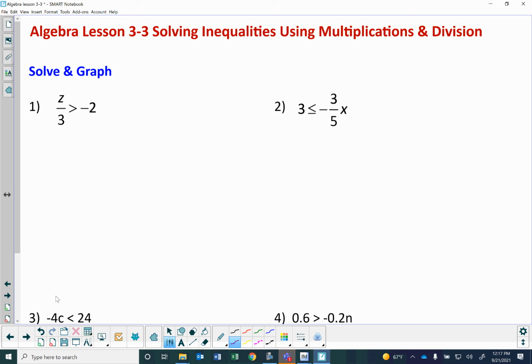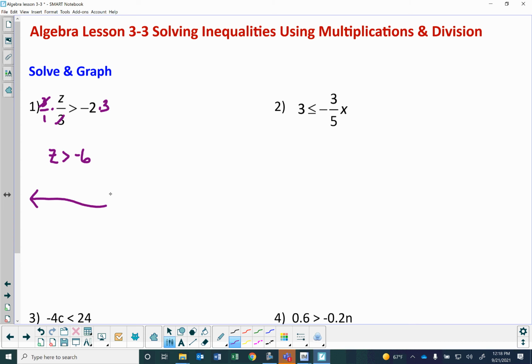If we look at problem 1, it says z divided by 3 is greater than negative 2. To get z by itself, we need to multiply both sides by 3 because they divided by 3. So we do the opposite. We're going to multiply by 3 over 1, or just 3. These would cancel over here, giving me z. I did not multiply by a negative number. I may have a negative answer here, but I didn't multiply by a negative number, so I do not switch my inequality symbol. So z is greater than negative 6.